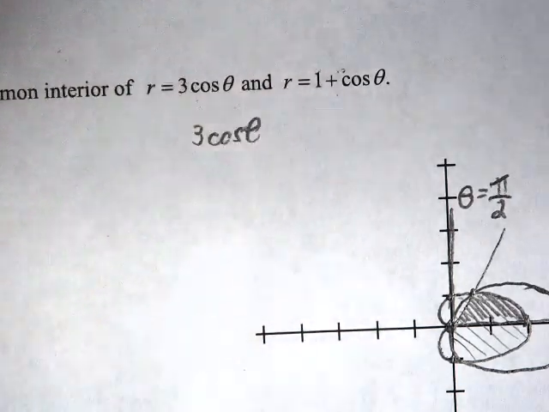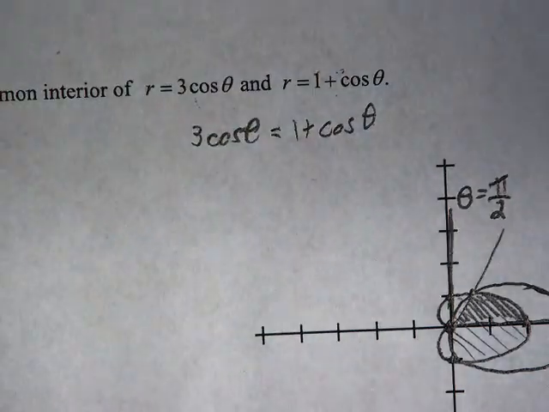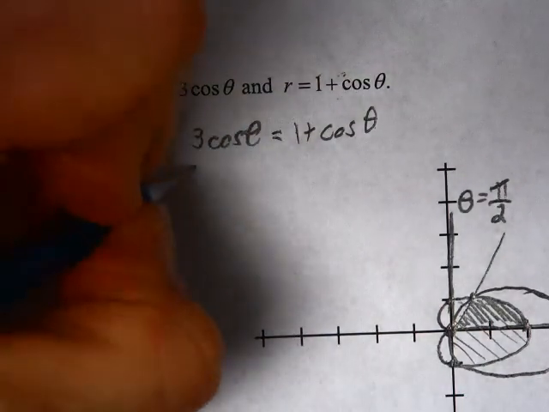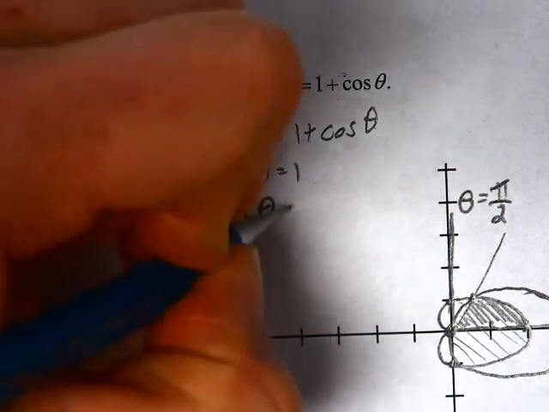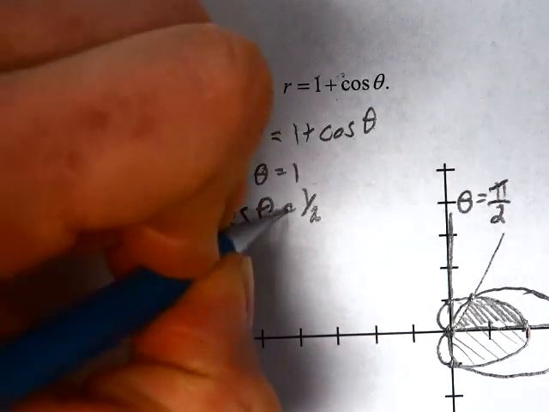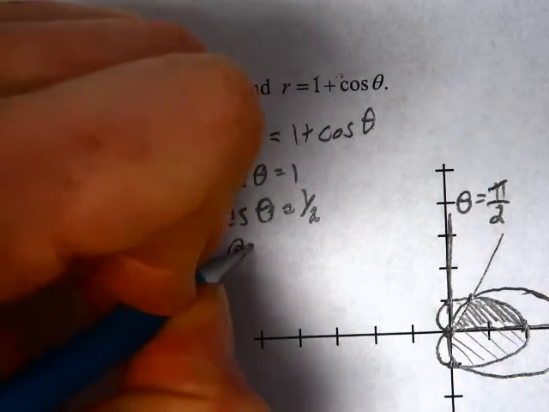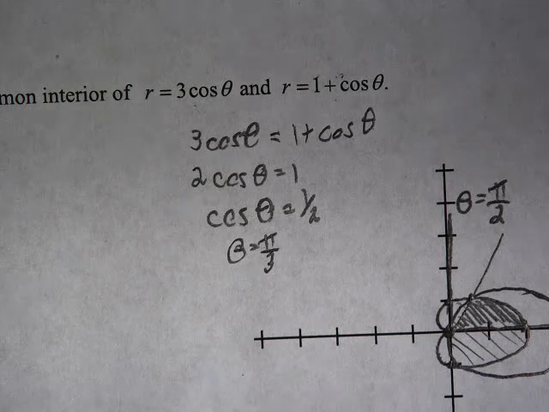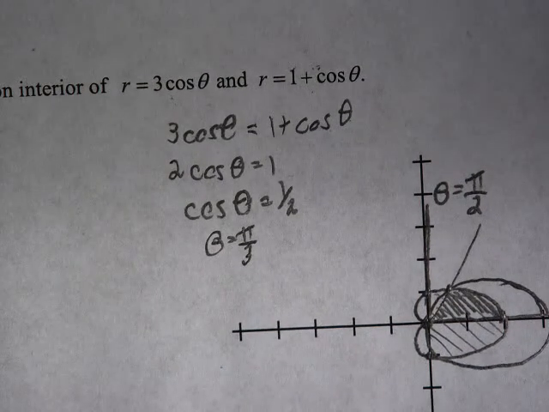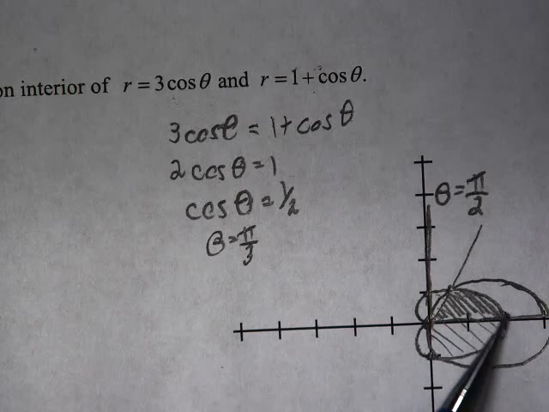So I have 3 cosine theta equals 1 plus cosine theta, and so that means that 2 cosine theta equals 1. That means I'm looking for where the cosine of the angle equals a half, and we know that that happens at pi over 3. Right. So I can find this darkly shaded area if I integrate from 0 to pi over 3.